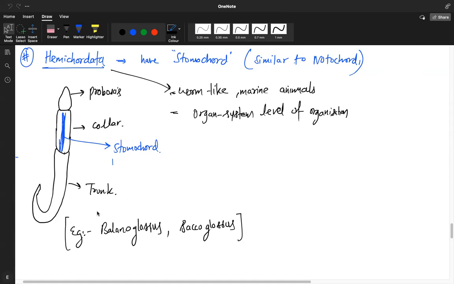These organisms have organ system level of organization. They are bilaterally symmetrical, triploblastic, and coelomate animals. The excretory organ is the proboscis gland, sexes are separate, and fertilization is external, where development is indirect, which means that they have a larval stage. Examples: Balanoglossus and Saccoglossus. And also, the stomochord is present for some part of their life. Exactly.